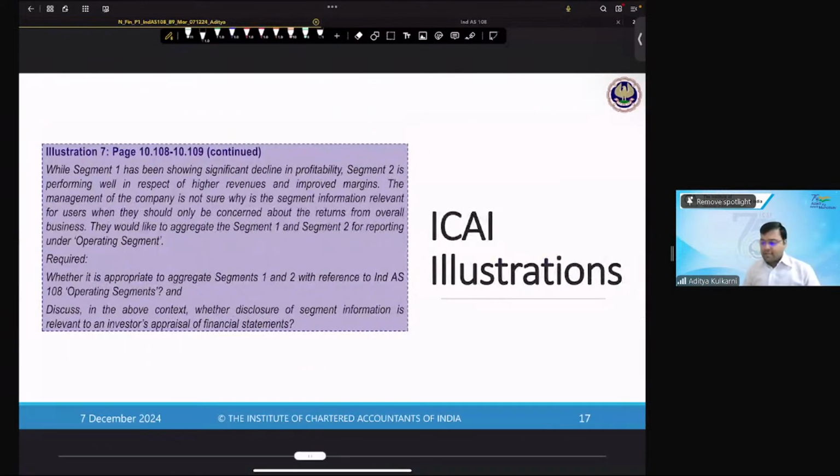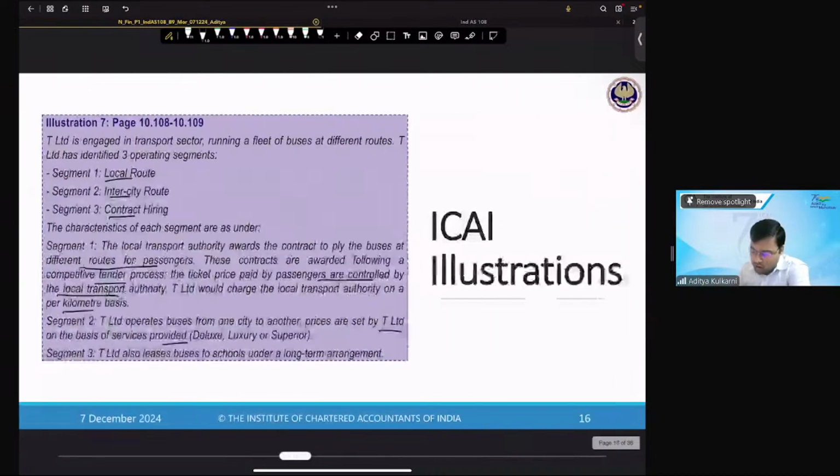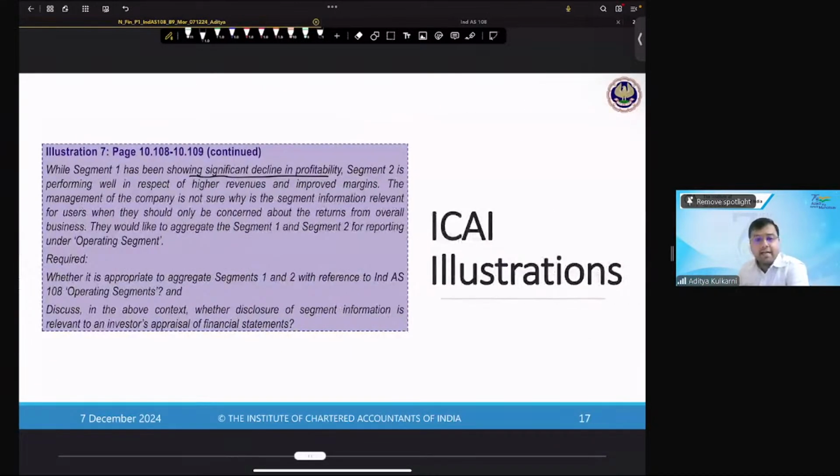Okay. While segment 1 has been showing a significant decline in profitability, that is, the local route is showing a decline in profitability, segment 2 is performing well in respect of higher revenues and improved margins. The management of the company is not sure why the segment information is relevant for users when they should only be concerned about the returns from the overall business.